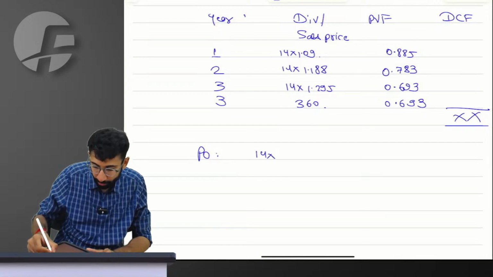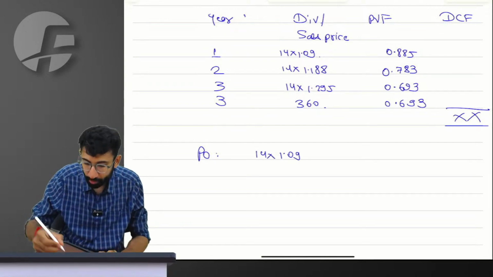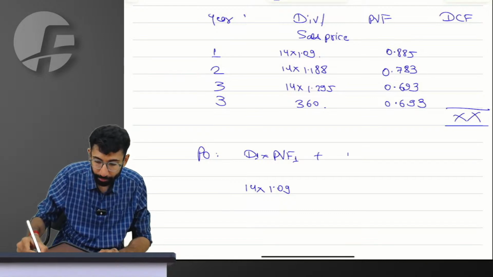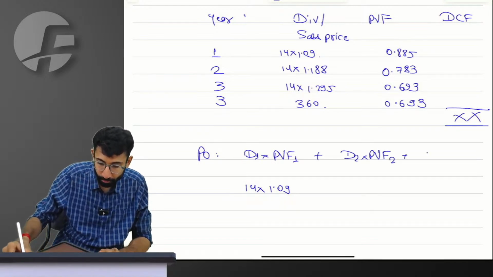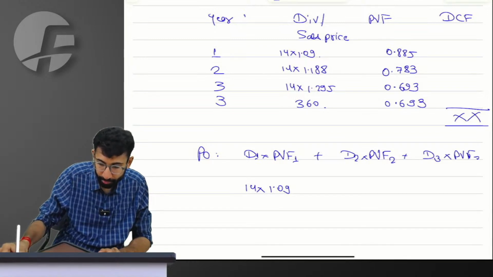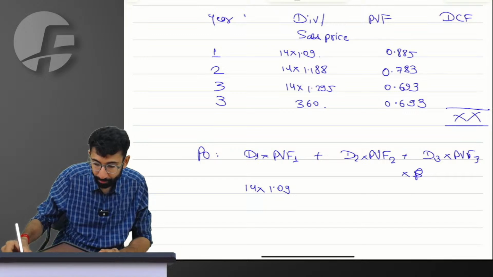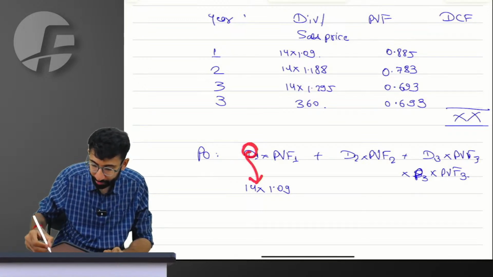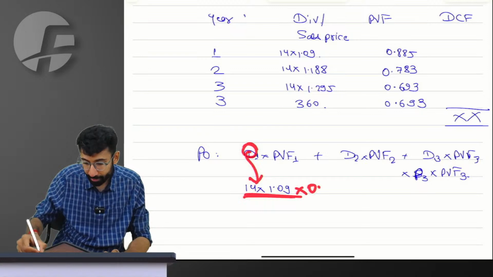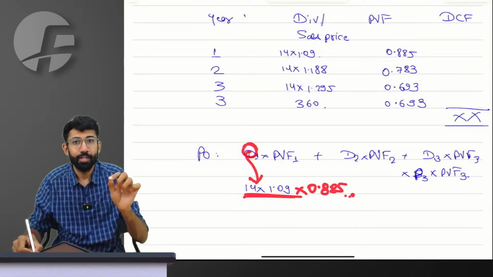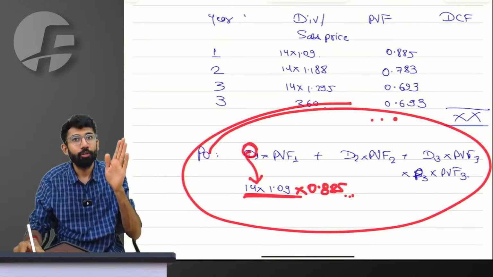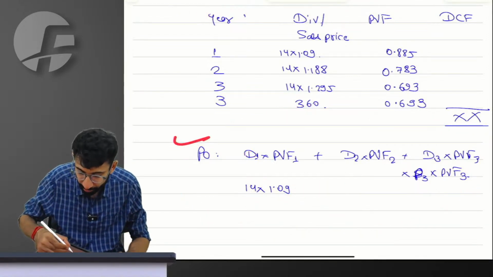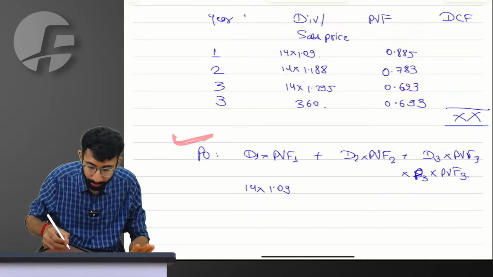P0 will be what? Sir, what will be D1? 14 into 1.09. And what will be the present value of that D1? You should be able to imagine this with common sense. Do you agree P0 will be D1 into the present value factor of the first year, plus D2 into the present value factor of 2 years, plus D3 into the present value factor of 3 years, plus P3, the sales price at the end of the third year, into the present value factor of the third year? Now, what will be D1? D1 will be 14 into 1.09 with growth, multiplied by 0.885. What I'm trying to tell you is that a formula driven presentation does not look good if there is too much information. A tabular presentation looks good. A formula driven presentation can be done, but overall it is less preferred.